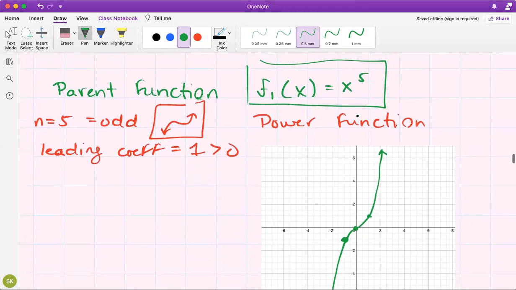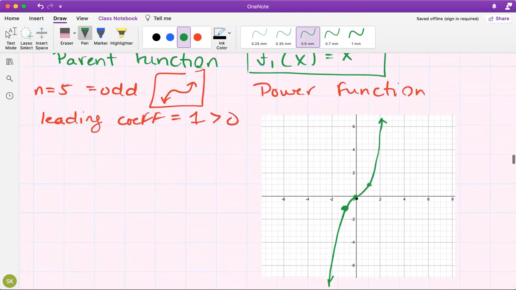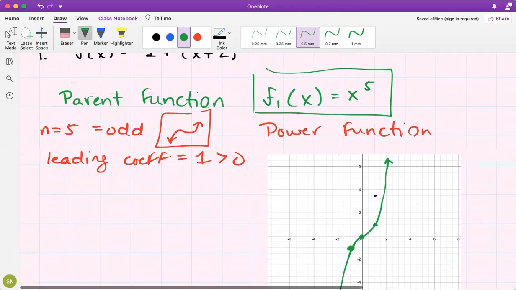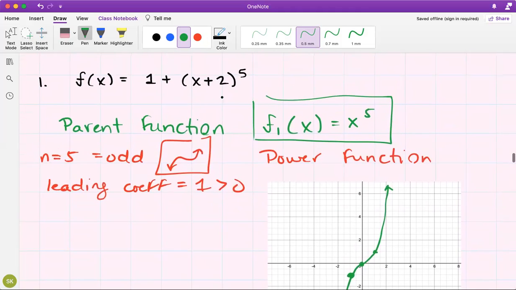It's not perfect. If you want to get a better sketch, plug in 2. 2 to the 5th would be 32, so you'd have something way up here. You can see that my graph looks like it's going through maybe 5.5 when I plug in 2, which is not correct, but I'm just sketching. I'm just trying to get an idea of what this graph looks like. Okay, so now I have my parent function.